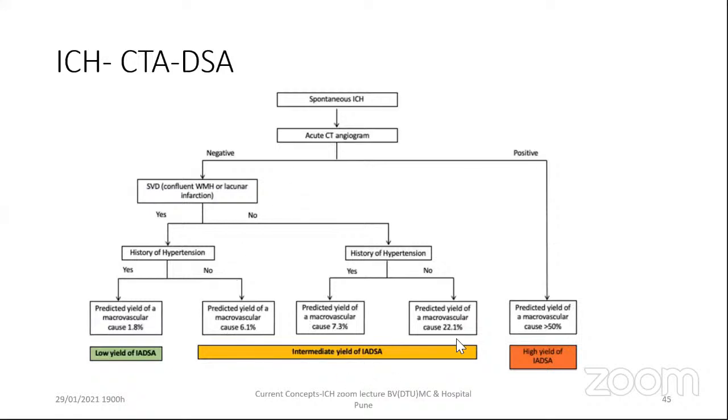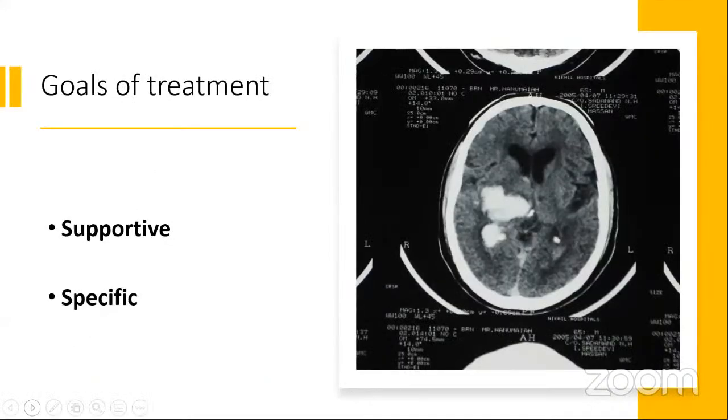That means this is all an intermediate yield group, but if acute CT angiogram is positive, then there is a high yield of DSA. So you'll have to do a DSA also. So whether to do DSA after CTA is settled. You have to do DSA to establish this. So now how we go about it is whether CT angiography is positive or negative, and depending on that, whether hypertension is there or not, these are the two things which will help us. The goals of treatment are supportive and specific.